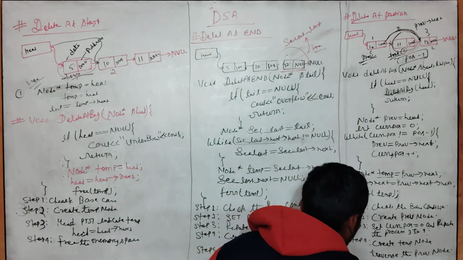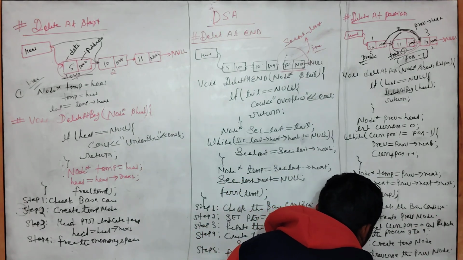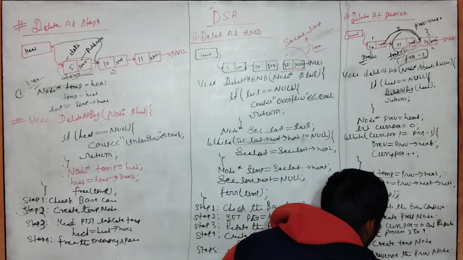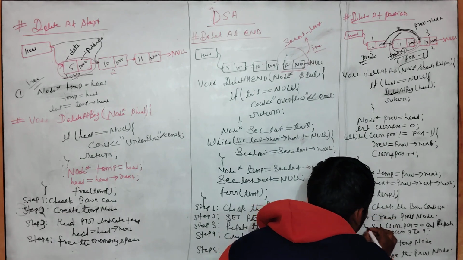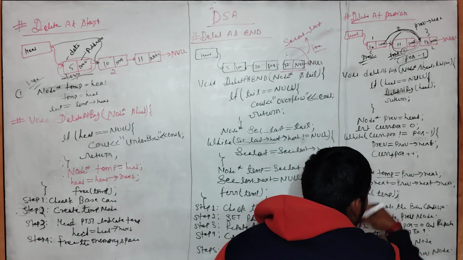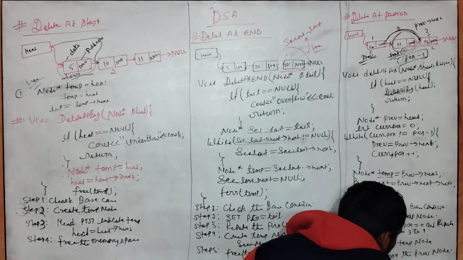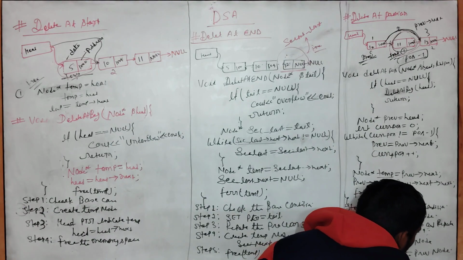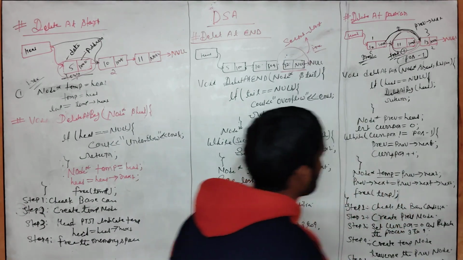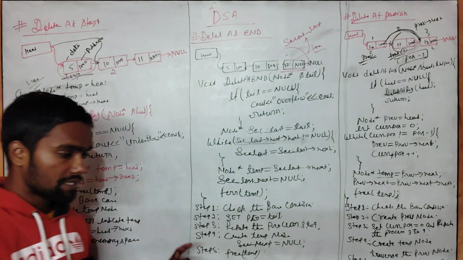And next, step 5, what am I writing here? Step 5, free the temporary node. Free the memory space. Okay.